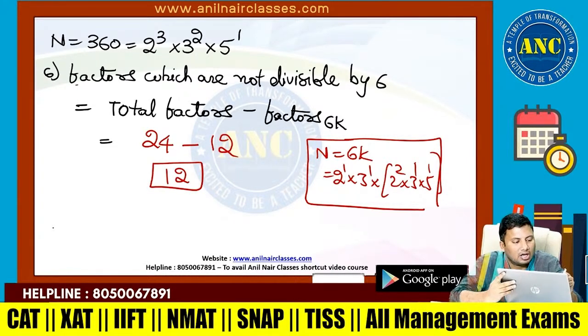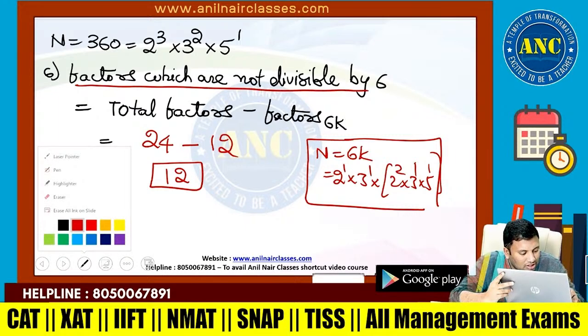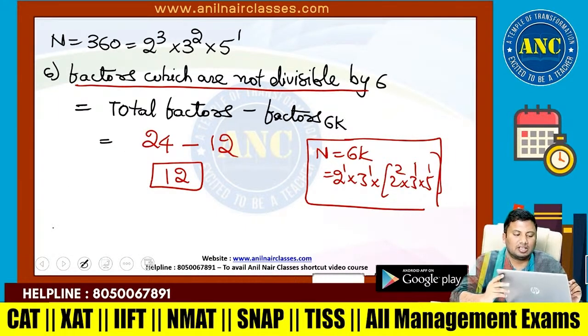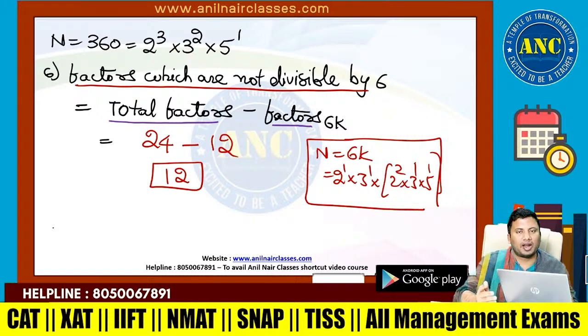Factors which are not divisible by 6 is total factors minus factors which are divisible by 6. One more question.